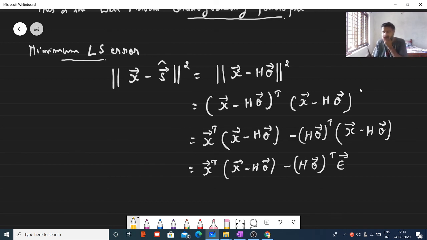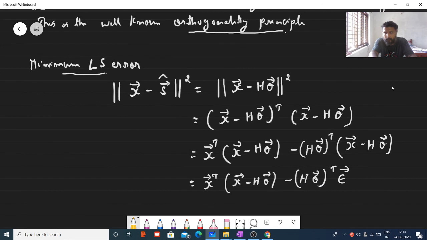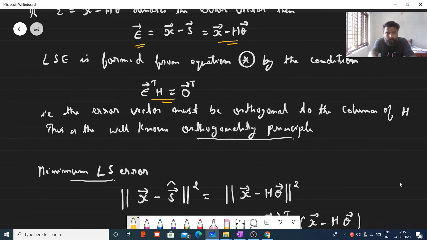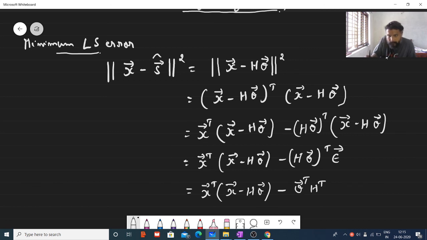So anyway, that orthogonality also, you know, that is epsilon transpose into h should be equal to 0. So what I can make is that the second term I can make to be equal to 0. You can see that one from this property, that is epsilon transpose into h is equal to 0. Okay, so I will utilize that also here. So this term will be x transpose x minus h theta minus, this becomes theta transpose h transpose epsilon.